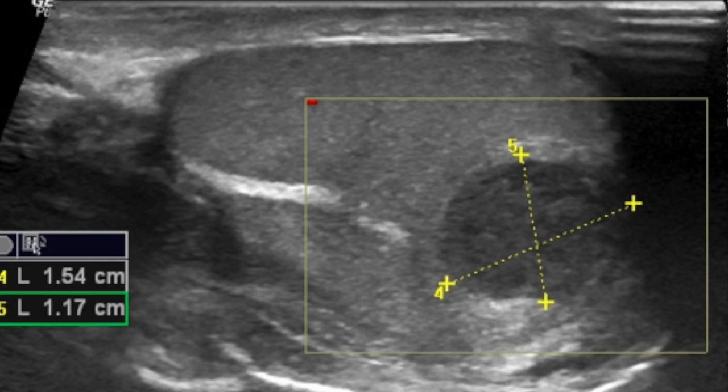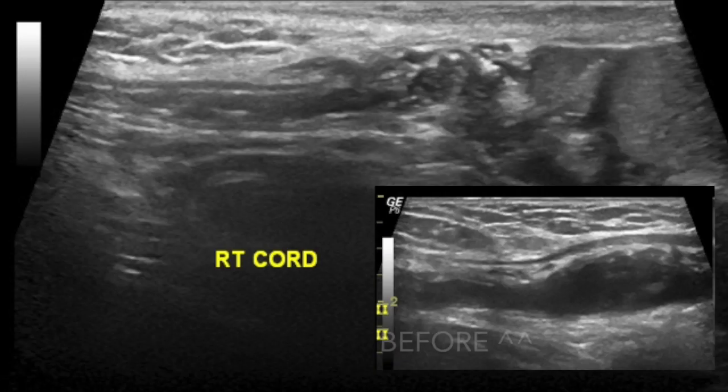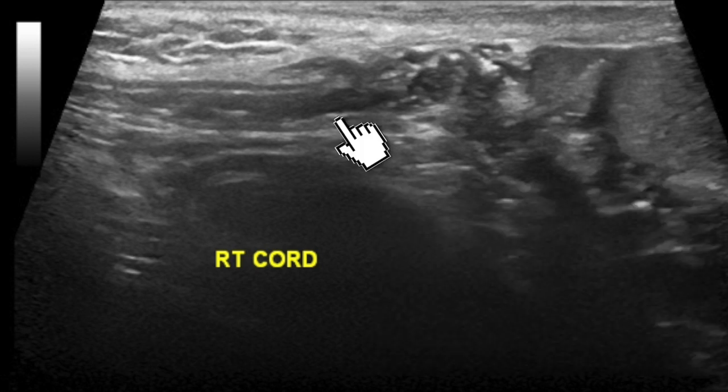A few weeks later, this is the picture. It has slightly reduced, as you can see it on the left side. The left testis reveals a smaller sized lesion. You can see some healing at the margins where it has almost become isoechoic with the remainder of the testis. And the right cord, which initially was enlarged, has now become practically normal in size, as has the right epididymis.